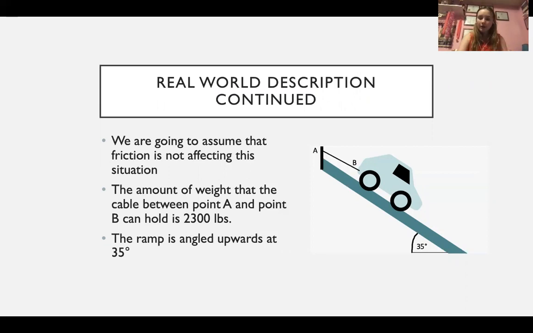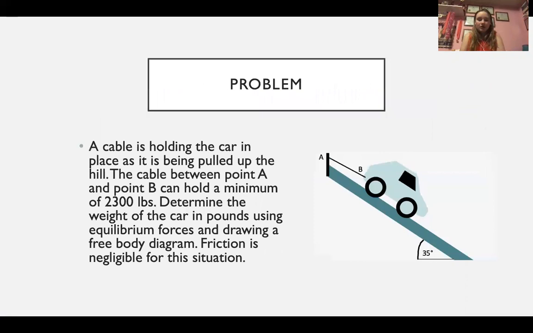For the problem description, a cable is holding the car in place as it is being pulled up the hill. The cable between point A and point B can hold a minimum of 2,300 pounds, which is the tension. Determine the weight of the car in pounds using equilibrium forces and drawing a free body diagram. Friction is negligible for the situation.